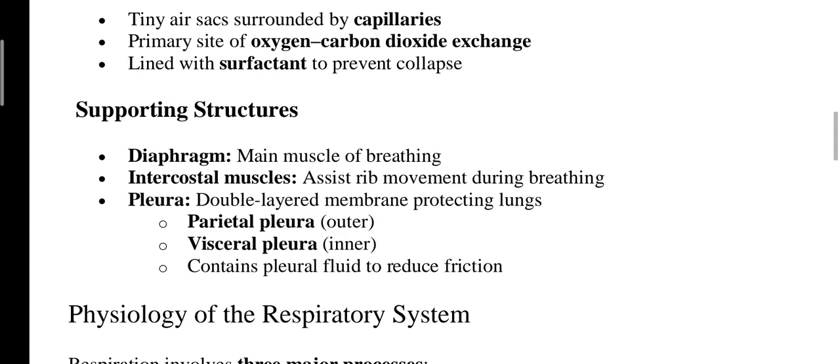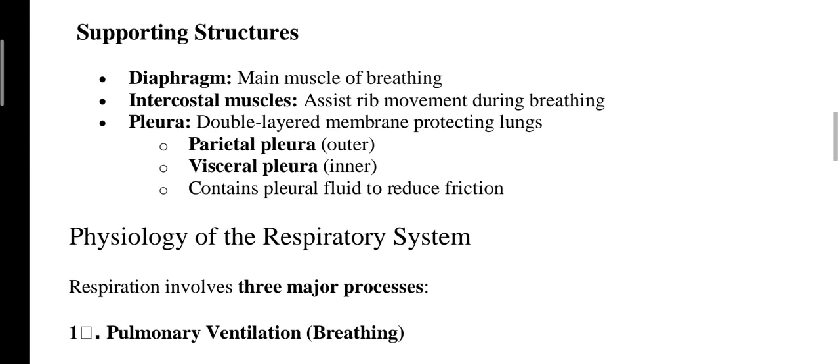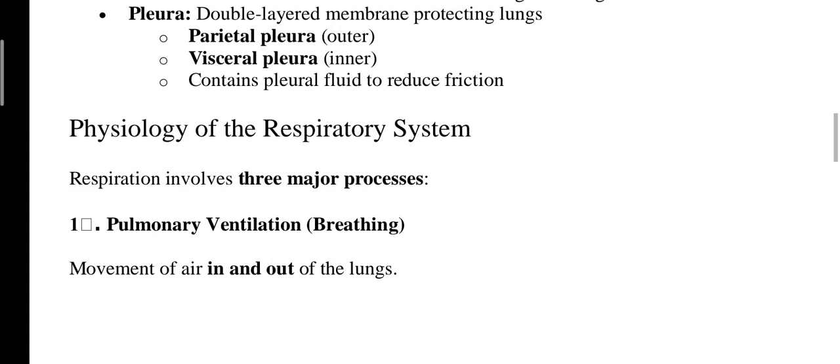Supporting structures: the diaphragm is the main muscle of breathing. Intercostal muscles assist rib movement during breathing. The pleura is a double-layered membrane protecting the lungs. The parietal pleura is the outer layer and the visceral pleura is the inner layer. It contains pleural fluid to reduce friction. So guys, these are the parts of the anatomy of the respiratory system. Now we see physiology, how it works.